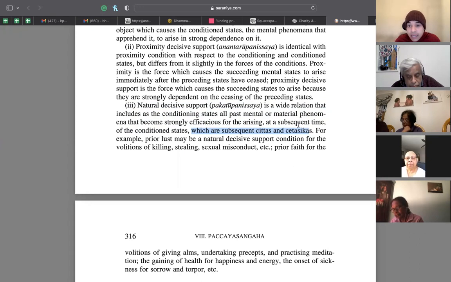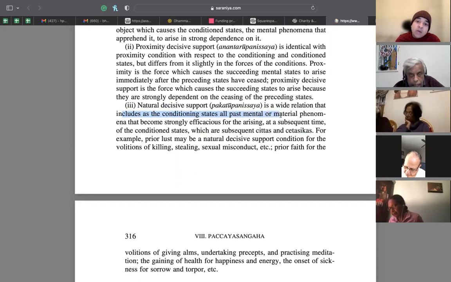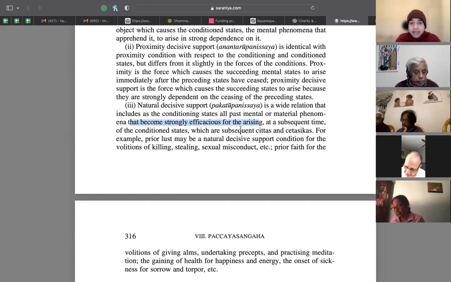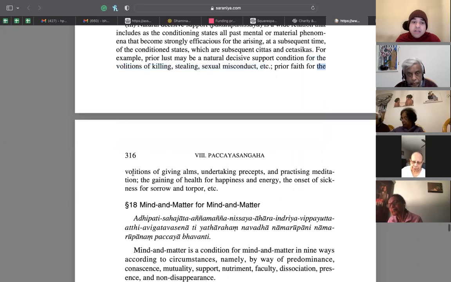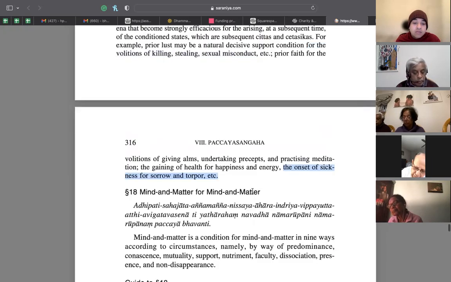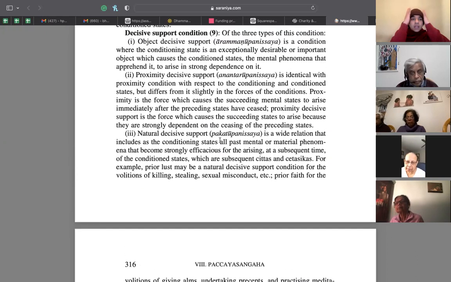Right? Again, it is a wide relation that includes as the conditioning state all the past mental or material phenomena that become strongly efficacious for the arising. For example, prior lust may be a natural decisive support condition for the volitions of killing, stealing, sexual misconduct, etc. Prior faith for the volition of giving alms, undertaking precepts and practicing meditation, the gaining of health and happiness and energy, the offset of sickness for sorrow and torpor, etc.